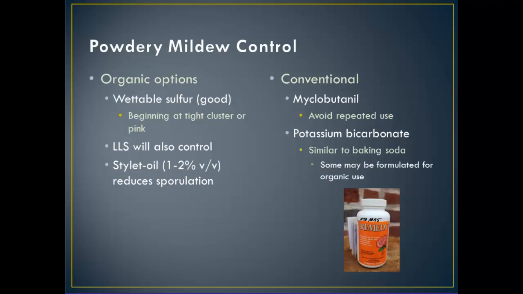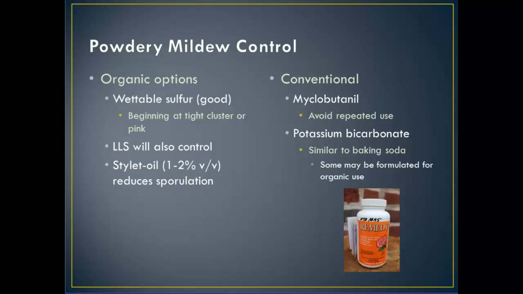For a long time, when you're looking at home remedies, they'll always talk about using baking soda. Well, this is similar to baking soda. This is potassium bicarbonate. But what's different about this one is that it's labeled as a pesticide. So this is something that can be used specifically for control of powdery mildew.